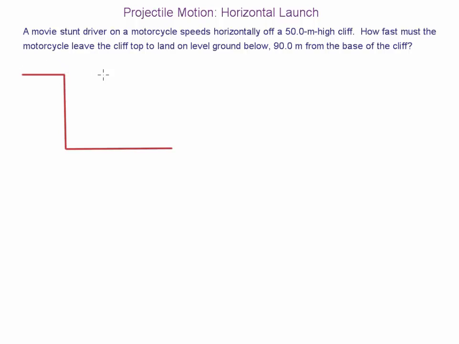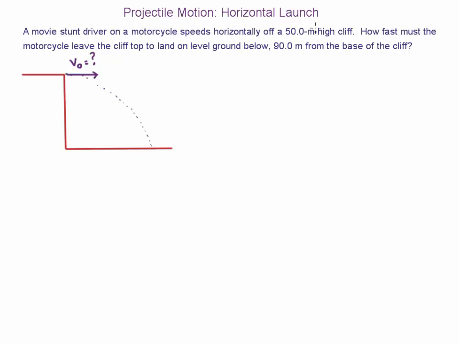Okay, so this guy is speeding along the top of the cliff. He leaves horizontally, and we'll trace a pathway to the ground that is going to look something like that. In order to do these types of problems, pictures are very important. I'm going to actually draw in right now the initial velocity vector the motorcycle has when it leaves the cliff. Okay, so this is the initial velocity of the motorcycle, and that's actually the thing we're looking for. I'm going to put a little question mark there.